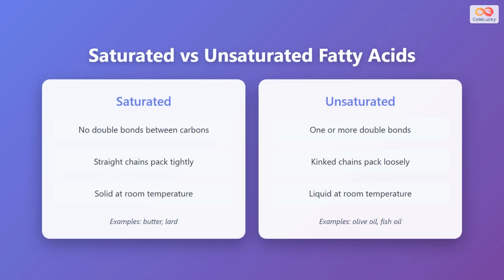Fatty acids come in two main types, saturated and unsaturated. Saturated fatty acids contain no double bonds between their carbon atoms. This allows their chains to remain straight and pack tightly together, making them solid at room temperature. Common examples include butter and lard. Unsaturated fatty acids, on the other hand, contain one or more double bonds in their carbon chains. These double bonds create kinks in the chain, preventing tight packing and keeping them liquid at room temperature. Olive oil and fish oil are typical examples of unsaturated fats.